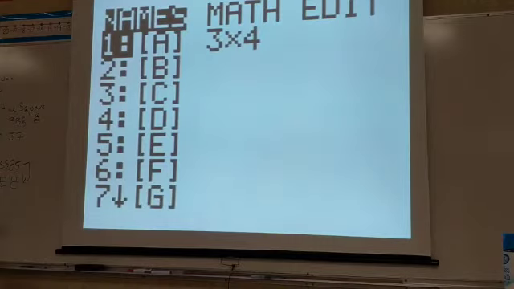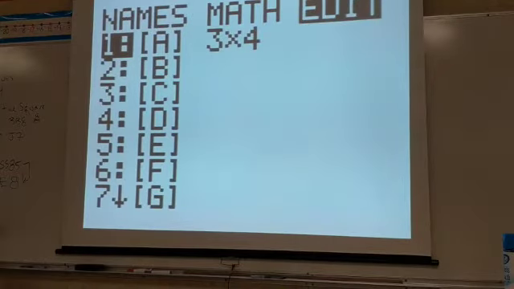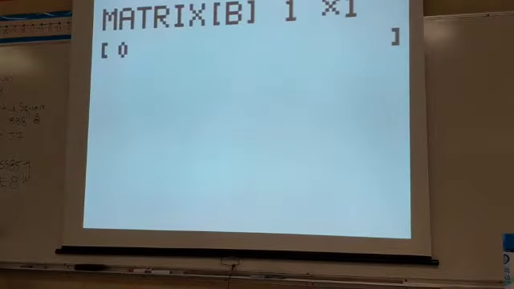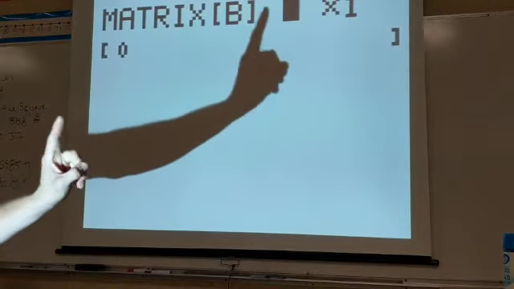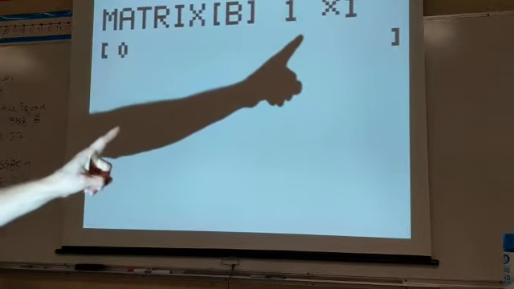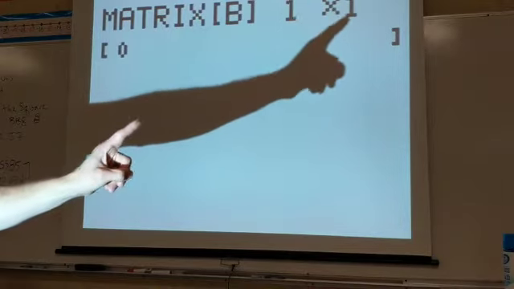I'm going to go over to edit. And then I'm actually going to edit this one. I already have something in for A, and maybe I want to have another matrix. So I'm going to edit B. Hit enter. I have to then create my matrix. This blinking light tells you how many rows are in the question. This one's how many columns.